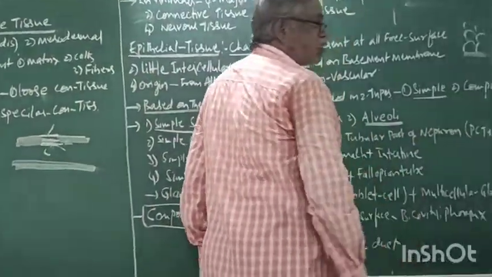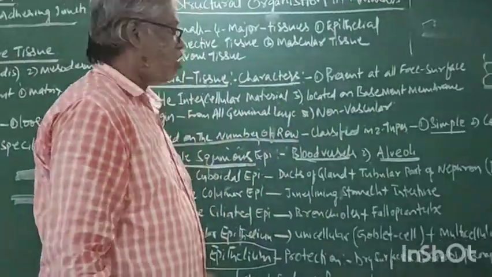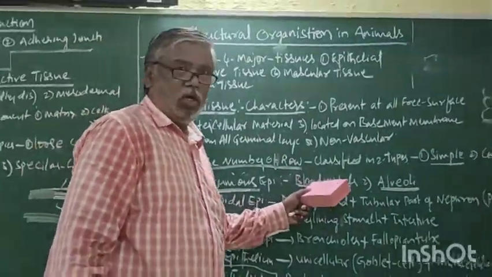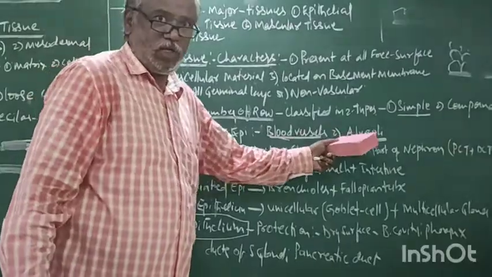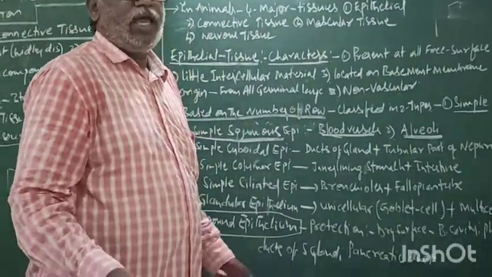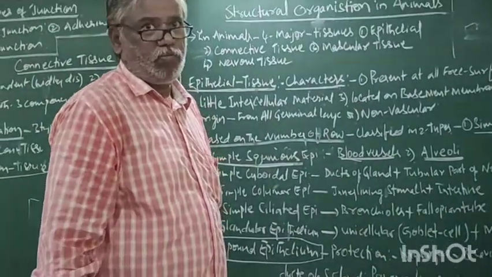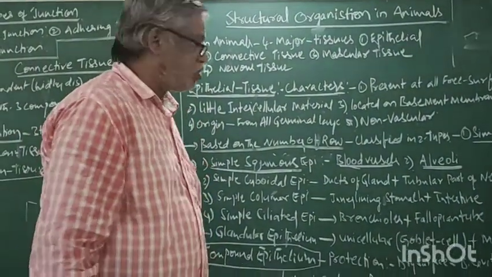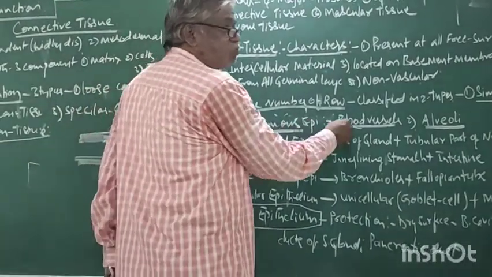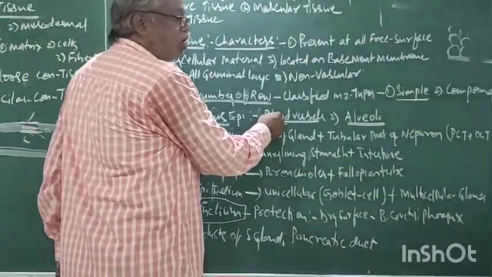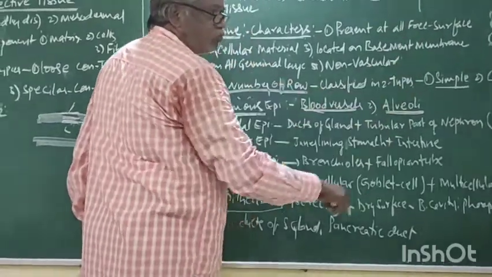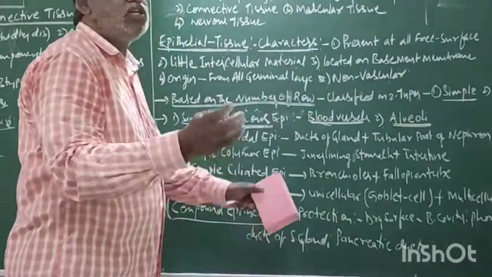Alveoli of lungs are an example of simple epithelium. In these two areas, the squamous epithelium helps in exchange of gases based on diffusion. That means the simple squamous epithelium present in the endothelium of blood vessels and alveoli of lung helps in exchange of gases.